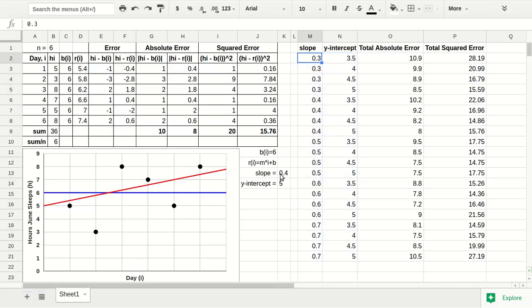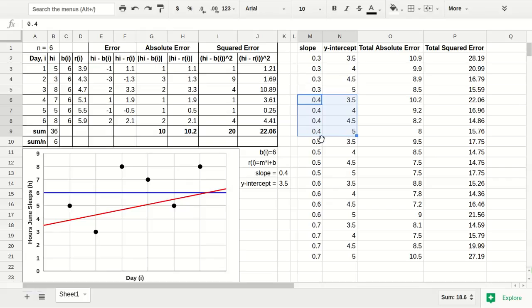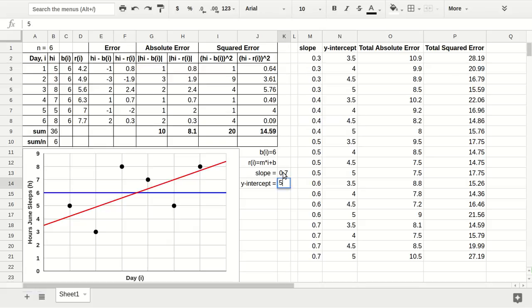So the first one I look at is slope of 0.3 and a y-intercept of 3.5. So this line definitely looks a little bit too low. I then increased the y-intercept by 0.5 up to 5. And then I went over and I increased the slope to 0.4. And then I did the same thing with the y-intercept from 3.5 up to 5. Slope of 0.5, slope of 0.6, all the way up to slope of 0.7. So the highest line we should see is a slope of 0.7 and a y-intercept of 5, which is clearly not the best trend line.